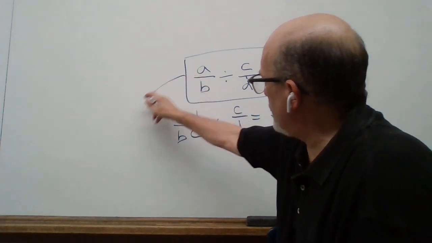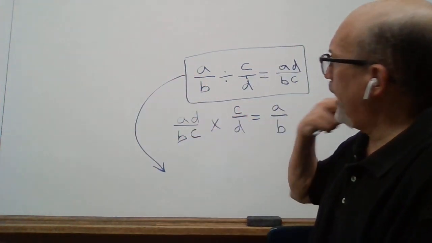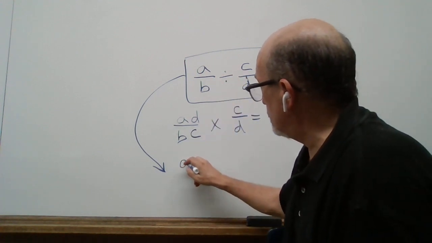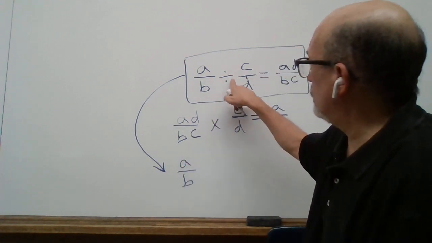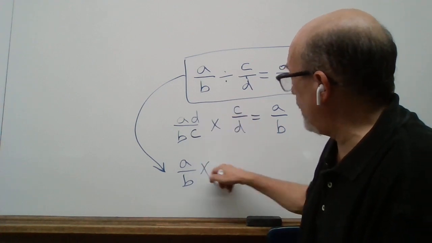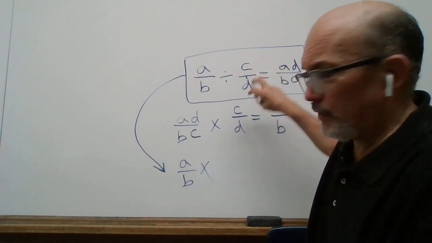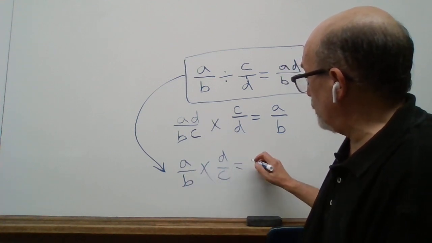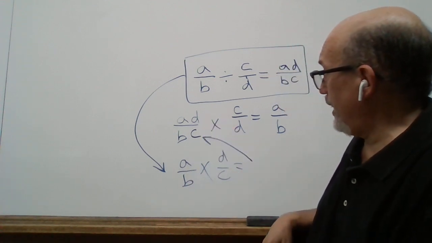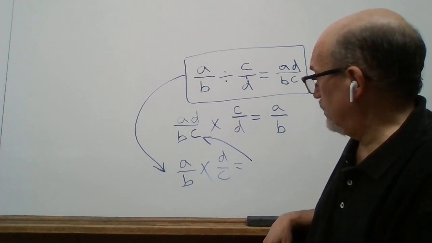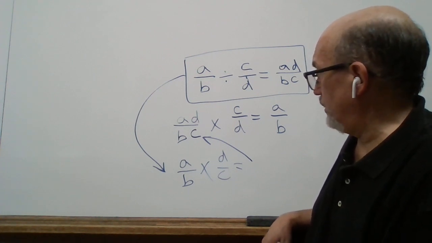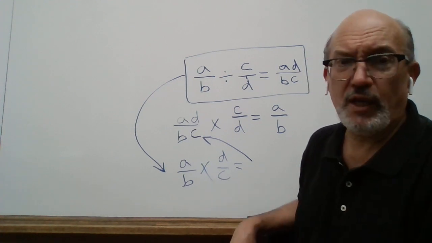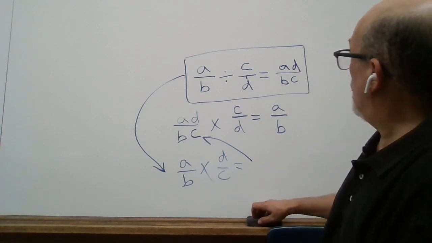But let's now come down here and apply keep, change, flip and see what happens. Keep the a over b, change the division to a multiplication, and flip the c over d so that it becomes d over c. When you multiply these two together, you of course get ad over bc, a times d over b times c. This is why keep, change, flip works.